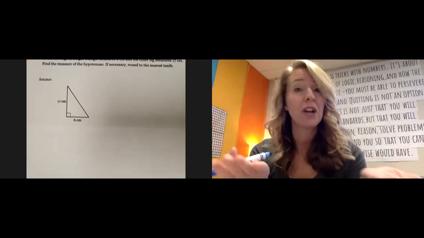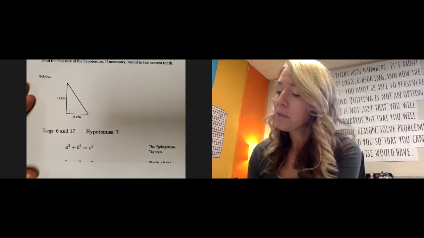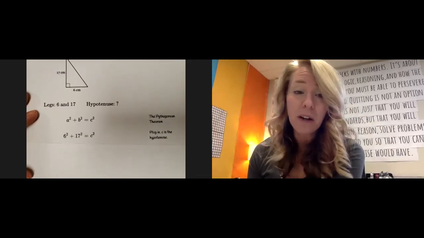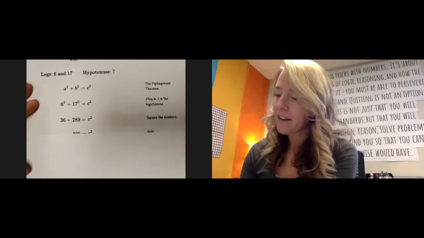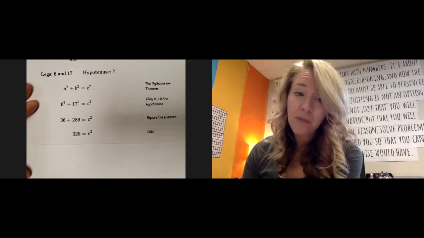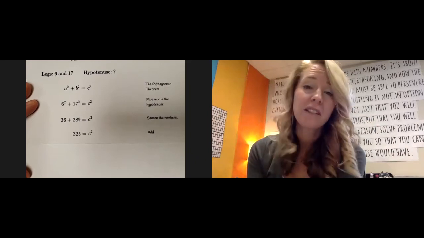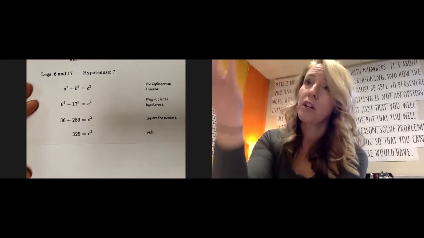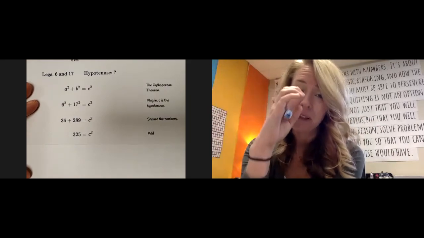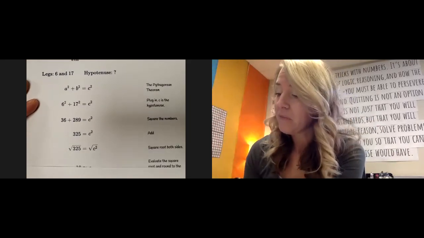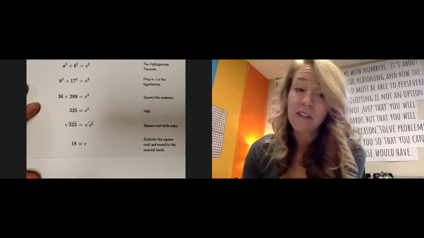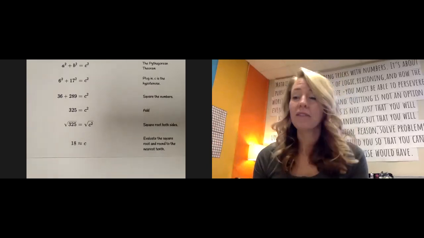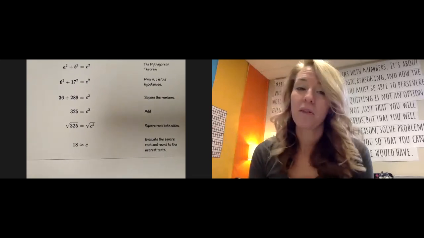These are legs, so that's your a and your b. So 6 squared plus 17 squared is going to equal c squared. And then you just square them and add them, and that's 325. Remember, 325 doesn't equal c. I have to find the square root of c squared to get my plain old c, and that's going to give me approximately 18, if we round to the nearest tenth even. So that's all you have to do for this particular Delta Math on Pythagorean theorem.